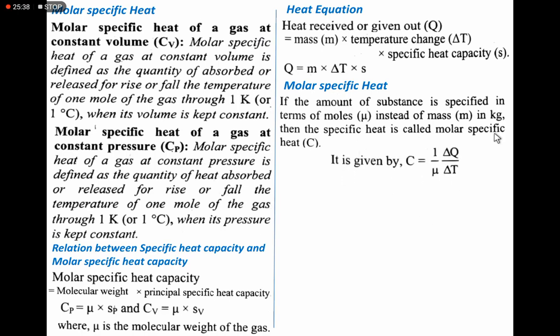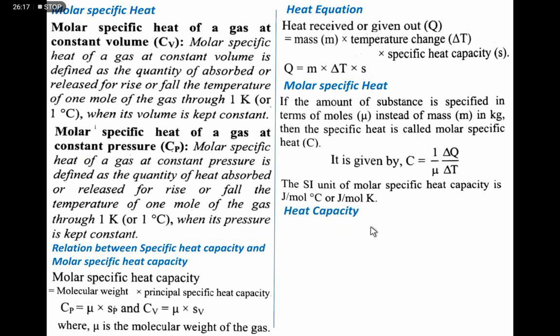So by this equation you can convert the specific heat into molar specific heat. Mu is the molecular weight of the substance. Okay, delta Q is the heat supplied and delta T is the change in temperature. So the SI unit of molar specific heat capacity is joules per mole per degree Celsius or joules per mole per Kelvin.